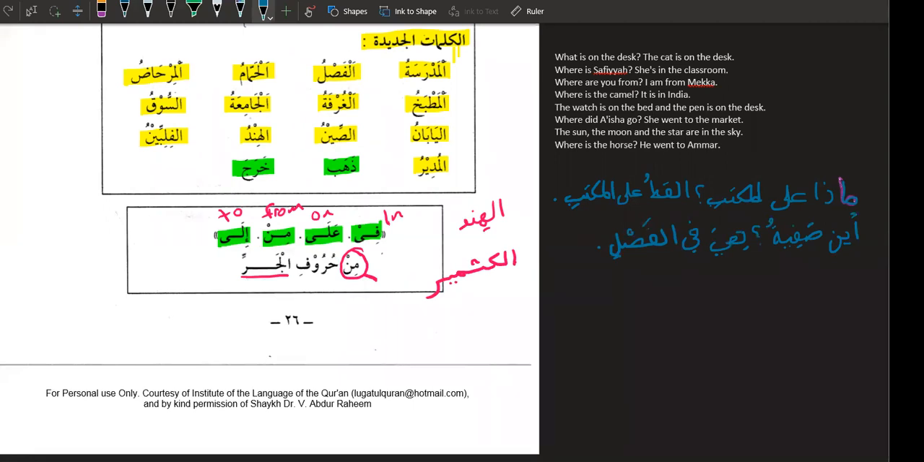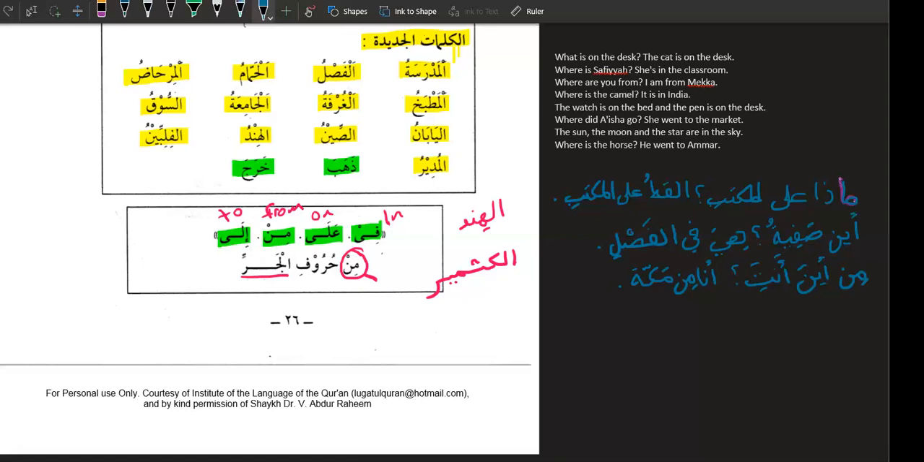Then we had, where are you from? So it'd be من أين أنت, or if it's a woman, من أين أنتِ. The answer: I am from Mecca. So it'd be أنا من مكة.